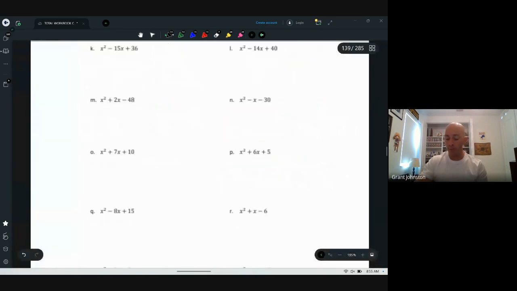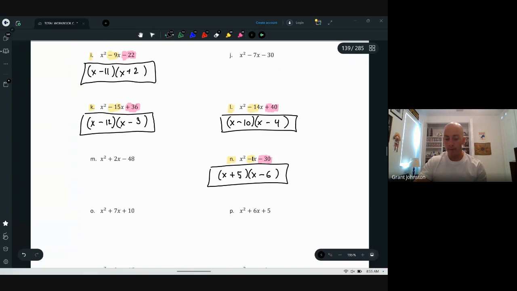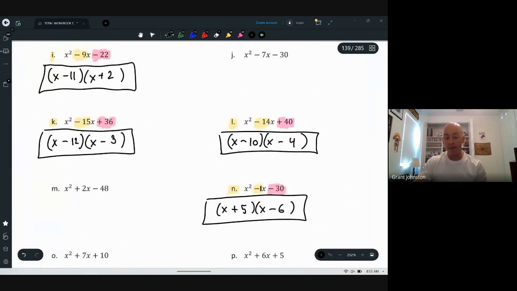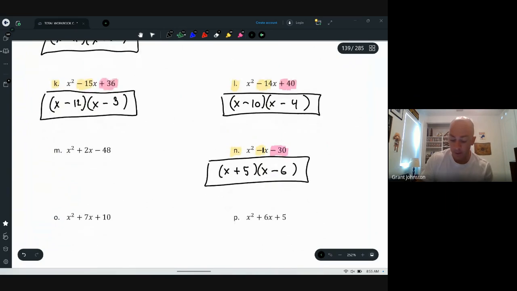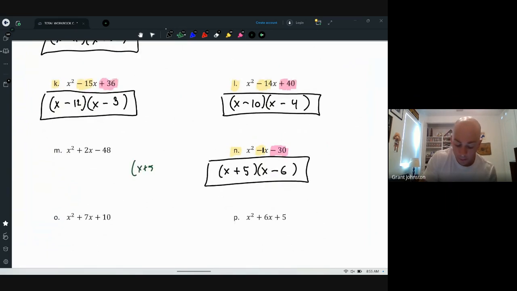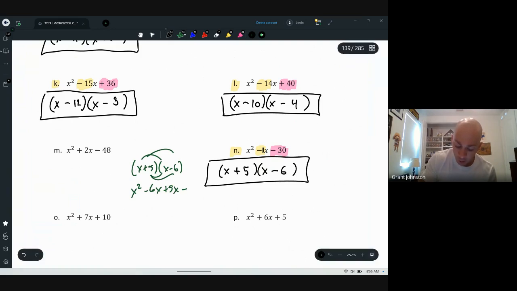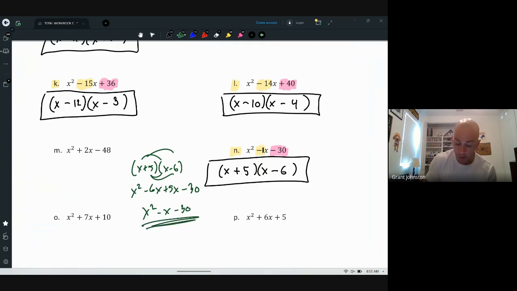So there are a bunch of examples. Now I'll let you try the rest. Now I didn't really show it on any of these on this page here, but remember, you can always distribute to check your answer. So whenever you're unsure, you should distribute to check. So like right there, I just distributed and I did get the original expression. So that means I did it correctly. So always use that as a hint.